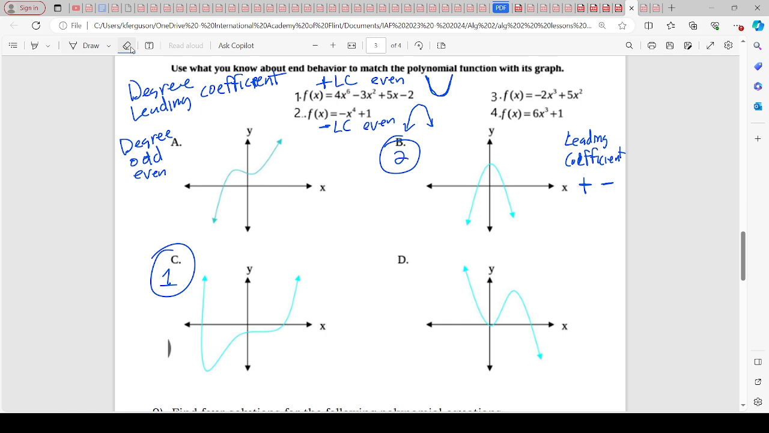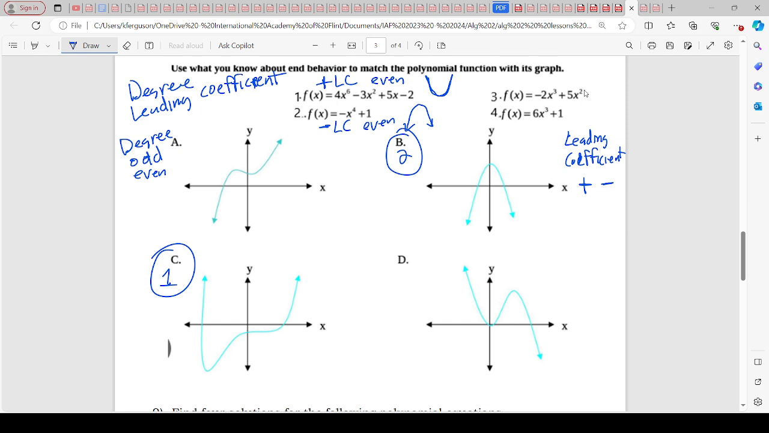Okay. How would you prefer me to do it? I'm putting 2 next to B because function 2 matches with B. The other way is I could be putting A and B or whatever up here. So I just thought it'd be easier to circle it.